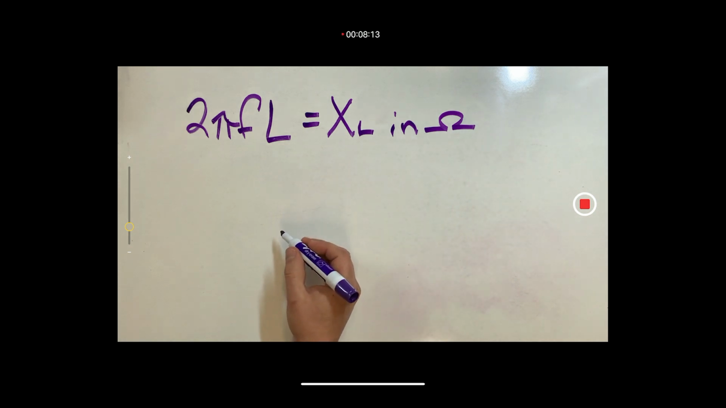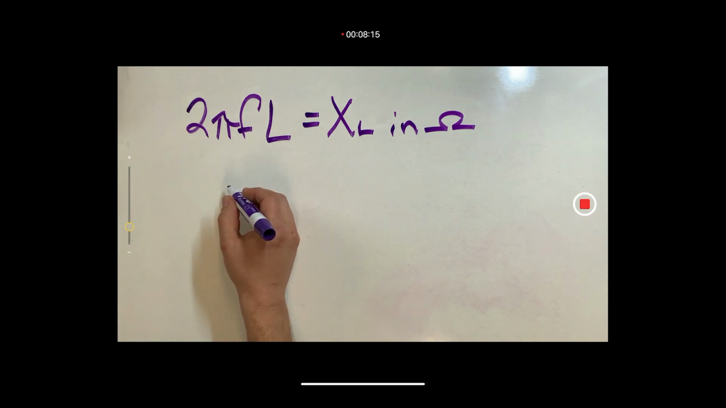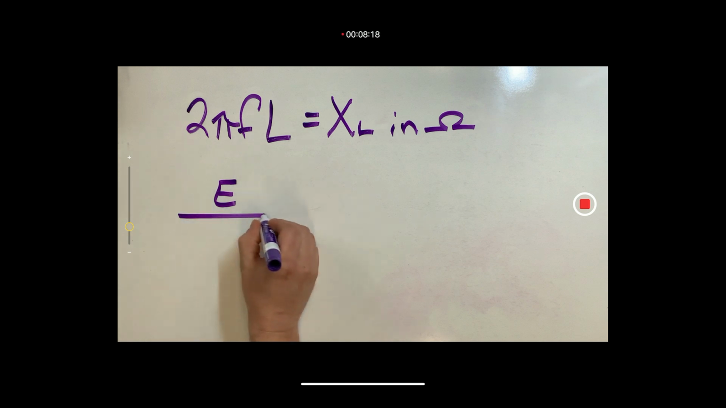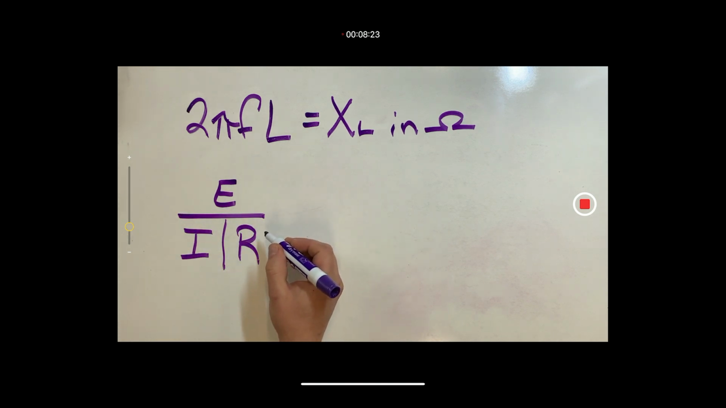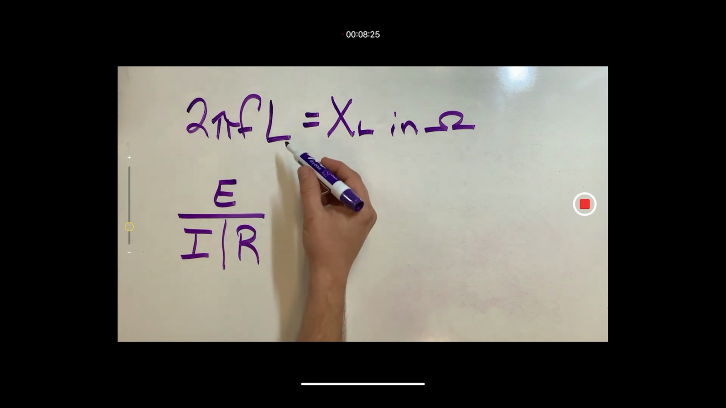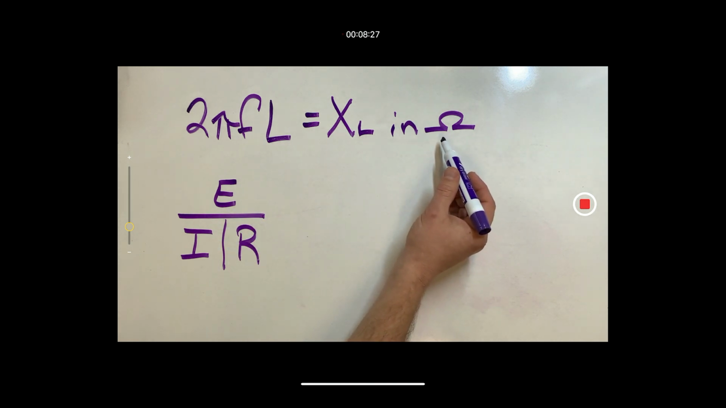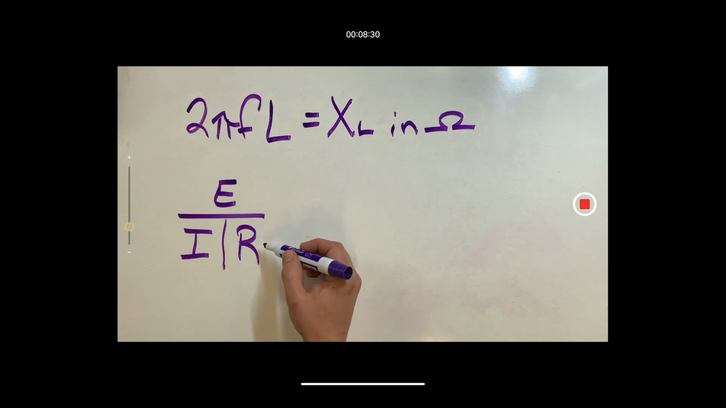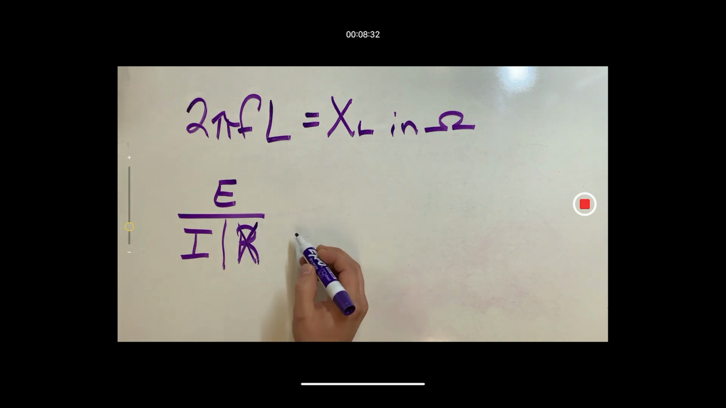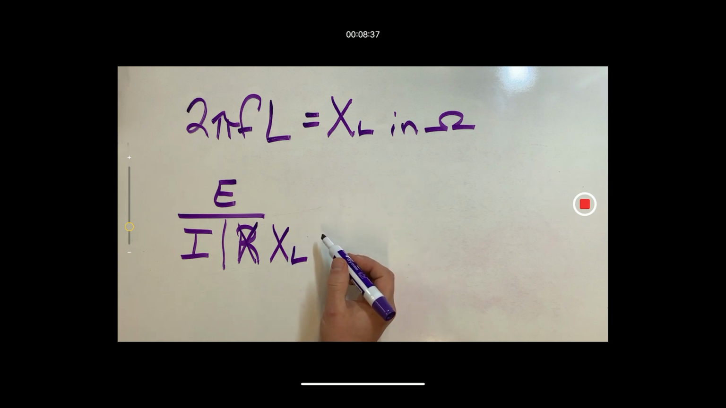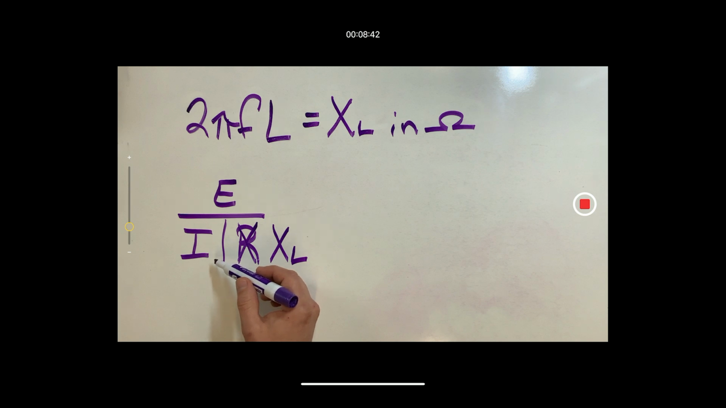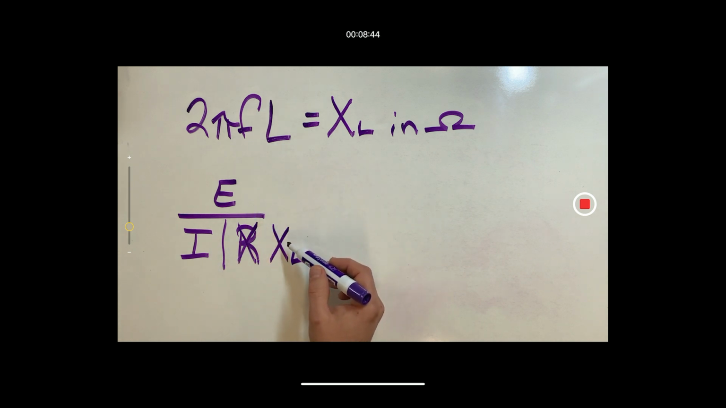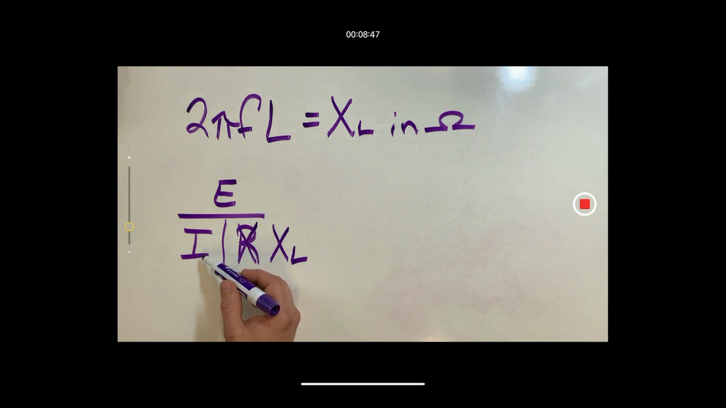Another important concept that you learned previously is Ohm's law, of course. With Ohm's law, since inductive reactance is measured in ohms, we can substitute resistance for inductive reactance to figure out circuit parameters if we know voltage and current, or even voltage and inductive reactance to find current.